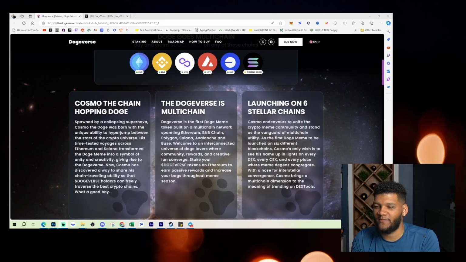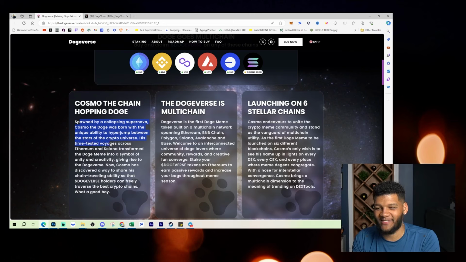So Cosmo, the chain hopping Doge, spawned by a collapsing supernova, Cosmo the dog was born with a unique ability to hyper jump between the stars of the crypto universe.